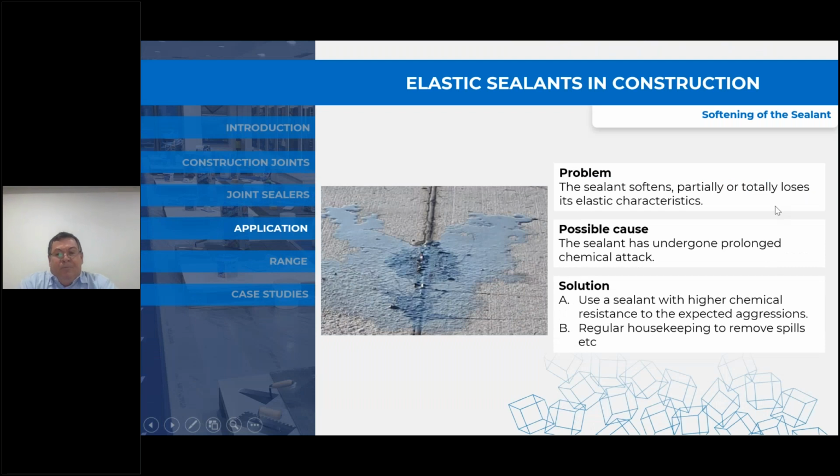Okay, softening of the sealant. This is generally an issue that is chemical related. So it softens partially or totally loses its elastic characteristics. It may become sticky, or it may turn totally back into a plastic state. The sealant undergoes a prolonged chemical attack is the most likely cause. The use of a high chemical resistant sealant can avoid this, but also regular housekeeping to remove any spills or contamination sitting on a joint sealant for too long. So housekeeping is a big part of this as well.